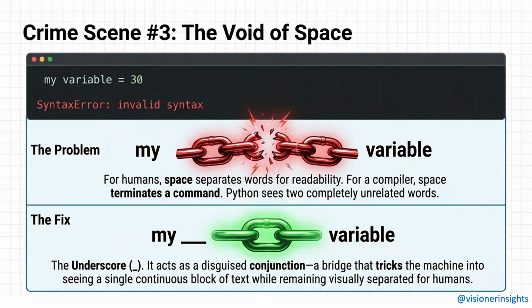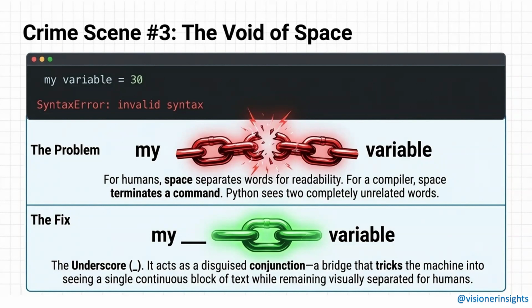Let's call it the void of space. This slide just illustrates the problem perfectly. For us humans, a space separates words. But for the compiler, a space is a hard stop. It ends the command. So when it sees my variable, it just sees the word my, then a full stop, then this other random word variable. The whole command chain is broken.